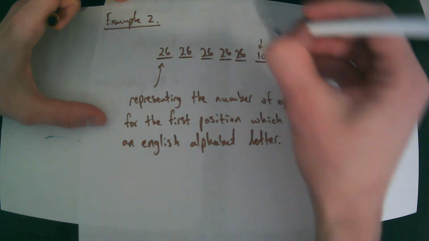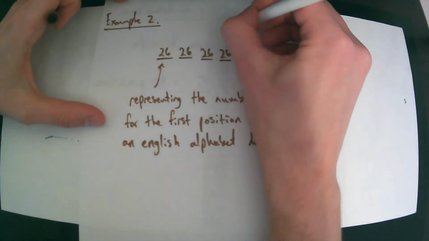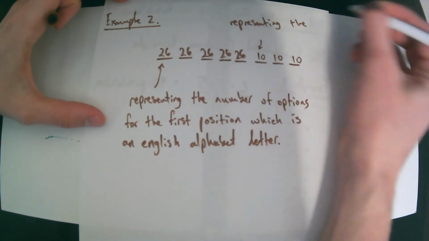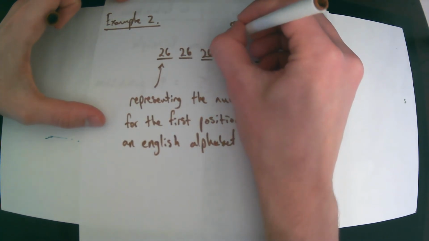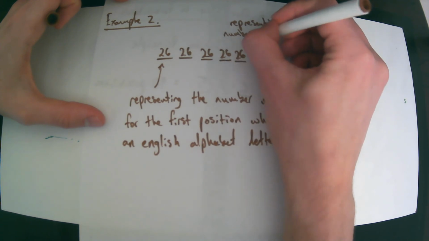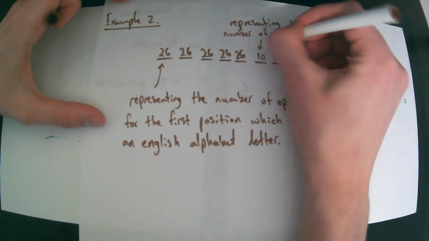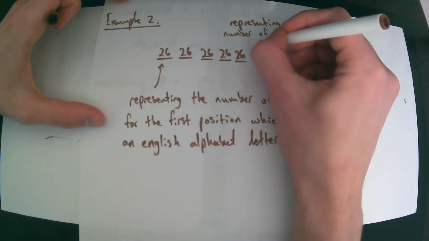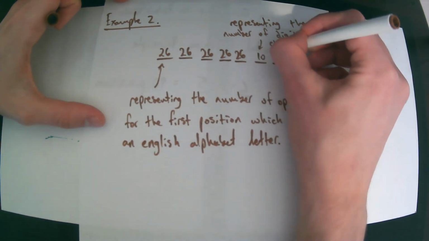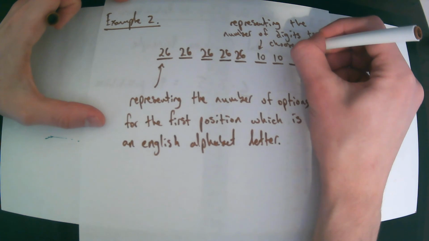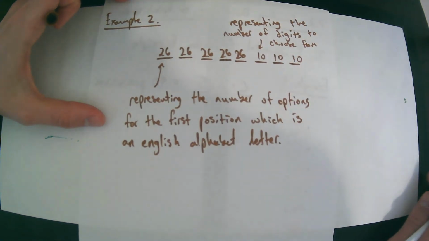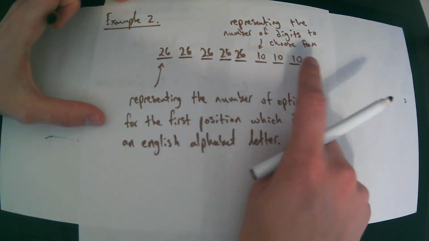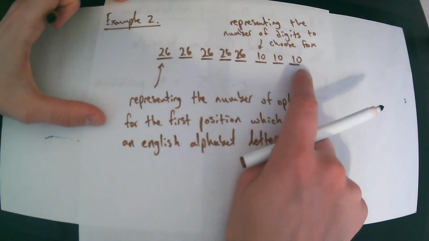So this is representing the number of digits to choose from, which is 0 through 9. These are all A through Z, A through Z, A through Z, A through Z, and then this is 0 through 9, 0 through 9, 0 through 9.